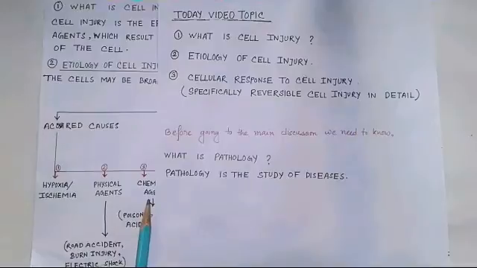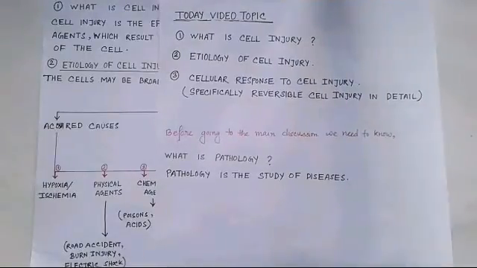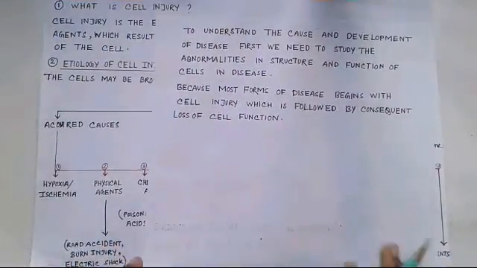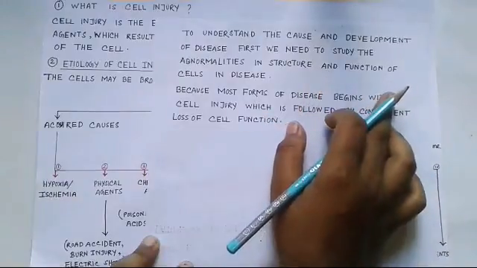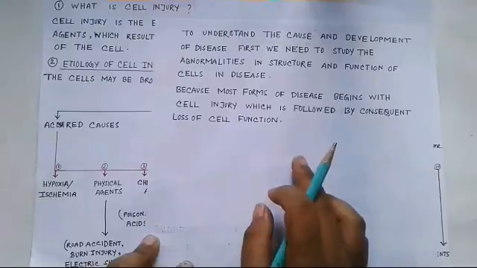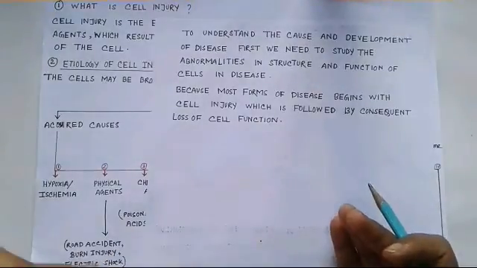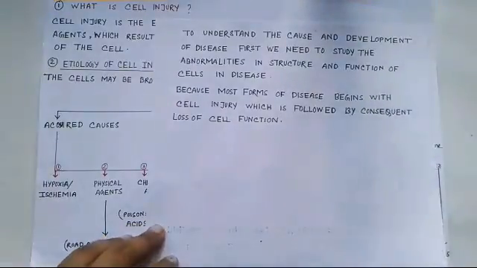So before going to the main discussion, first we have to know what is pathology. Simply we can say pathology is the study of diseases. Now to understand the cause and development of diseases, first we need to study the abnormalities in structure and function of cells in disease, because most forms of disease begin with cell injury, which is followed by consequent loss of cellular function. So what is cell injury?